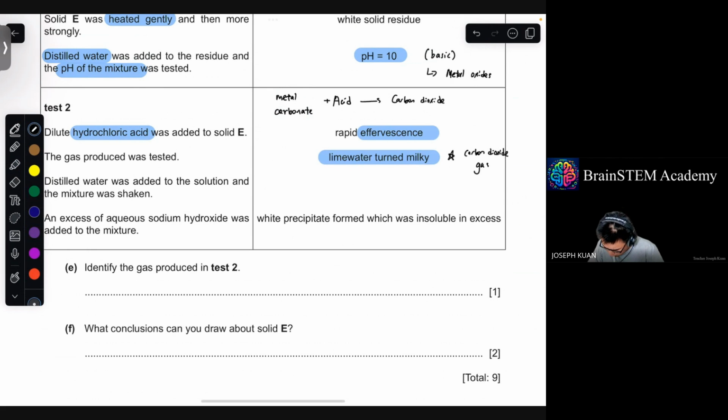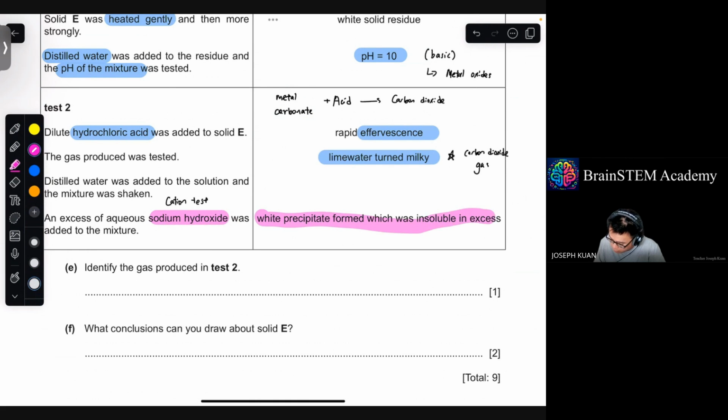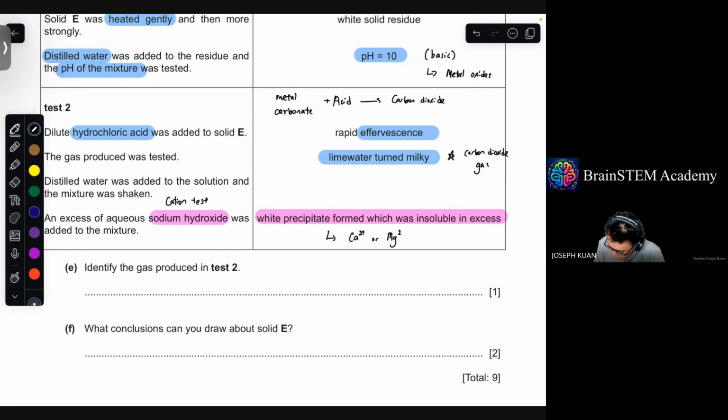All right, moving on to the next part, which is adding sodium hydroxide. As mentioned, sodium hydroxide is a cation test, and it shows a white precipitate formed which was insoluble in excess. So you can have a look at the cation test table. This is for calcium or magnesium ions.